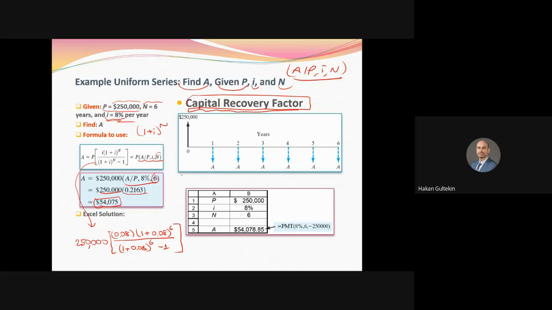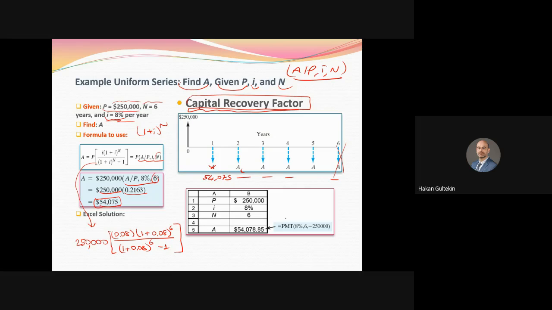It says that at the end of the first year, you will pay $54,075. At the end of the second year, you will pay the same amount. For 6 years, you will continue to pay this amount. And when this 6th year is over, your total loan will be repaid.